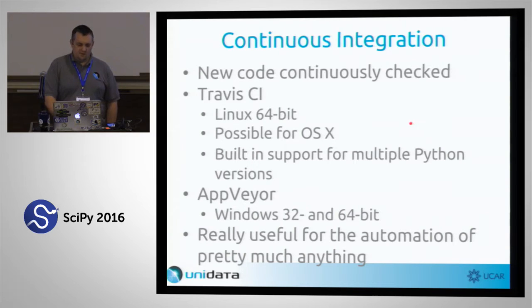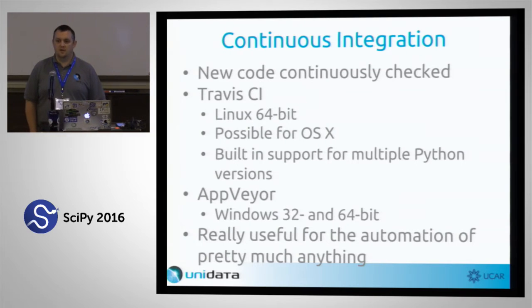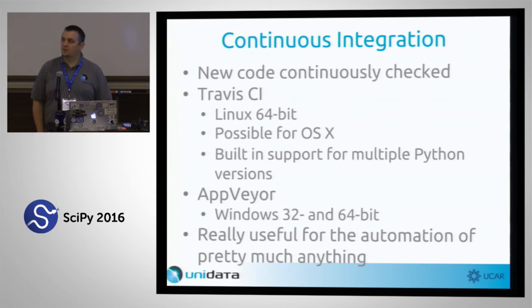So one of the services we use is called Travis CI. Travis CI is an online service that integrates very well with GitHub. And when you make a commit to your repository, GitHub runs hooks, talks to Travis, says, hey, new things have been committed.